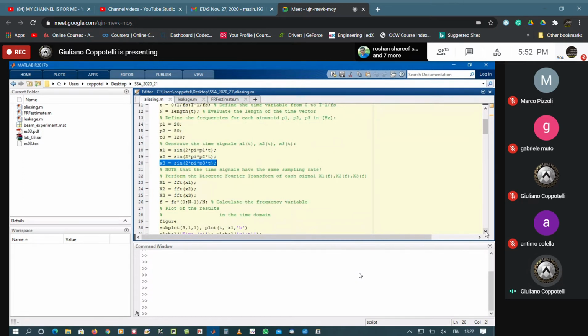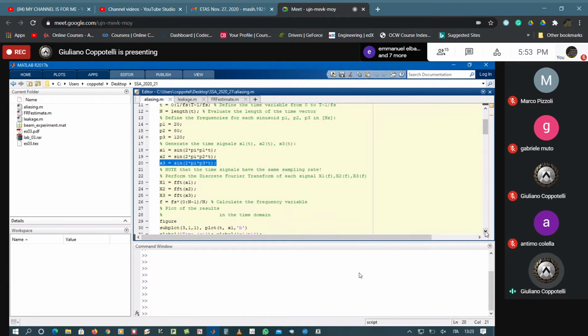Then I'm going to move from the time domain to the frequency domain. In order to do that, I'm going to use what I have called the Fourier transform. Here, from the numerical point of view, we are using the discrete Fourier transform, DFT. This is done using the fast Fourier transform FFT command within the Matlab code.